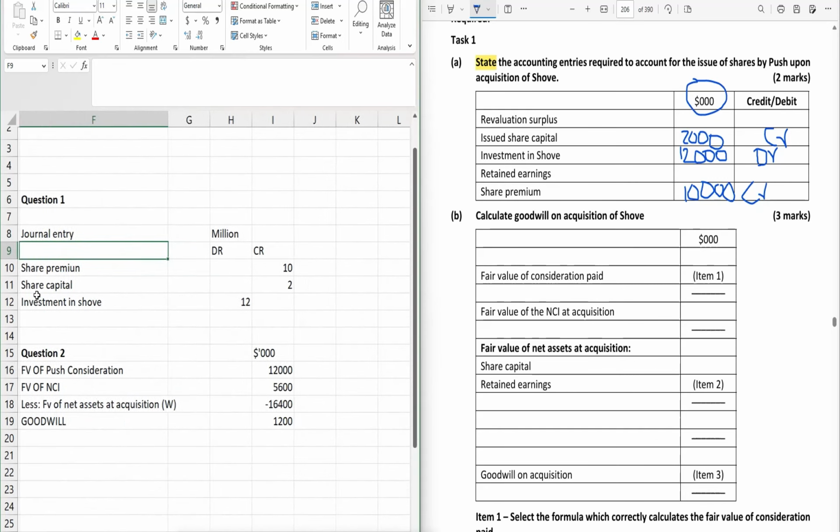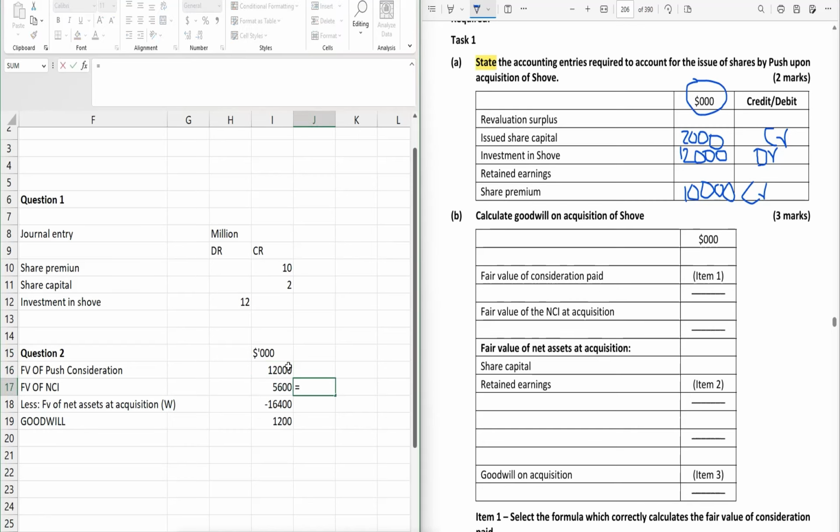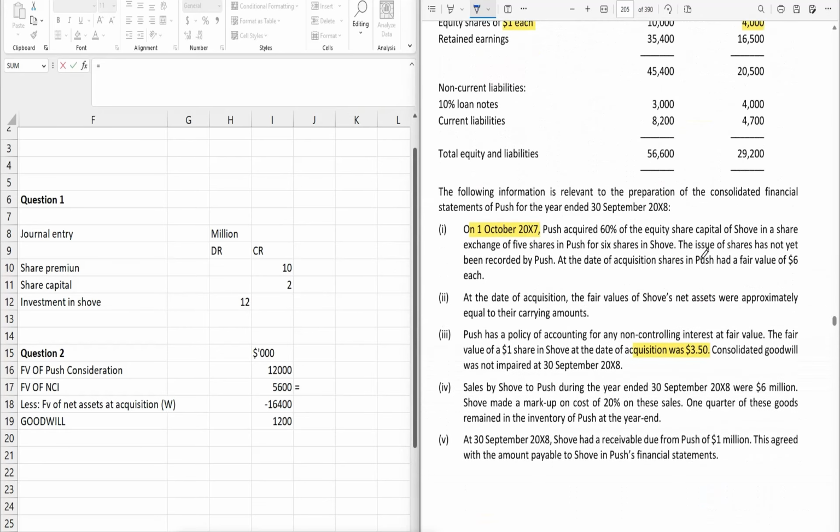Now the fair value of the Push consideration we have already calculated is 12,000, and the fair value of NCI we need to calculate. And how can we calculate it? First we need to calculate the number of shares. The number of shares in the Soap was 4,000 if we look at the question, right? So 4,000, as the question has taken 30 in thousands, and 60% is acquired by the Push.